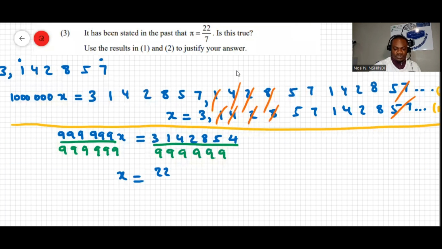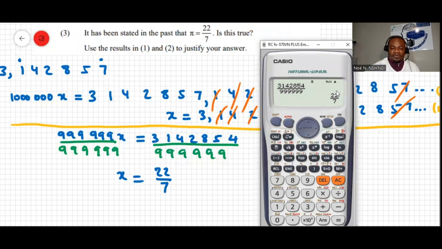That makes 22 over 7. It is 22 over 7. So this is the fraction of the number 3,142,857 recurring. Okay.